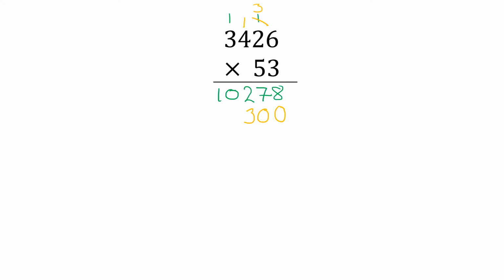5 times 4 is 20. 20 plus 1 is 21. We'll write down the 1, carry the 2 in that 21 over on top of the 3. And then 5 times 3 is 15. 15 plus 2 is 17. We'll write out that whole number because there's nowhere else to carry. And now we'll add. So we have 8 plus 0, 7 plus 0, 2 and 3 is 5, 1 and 0 is 1, 7 and 1 is 8, and 1. So our final answer is 181,578. Hopefully you got that as well.